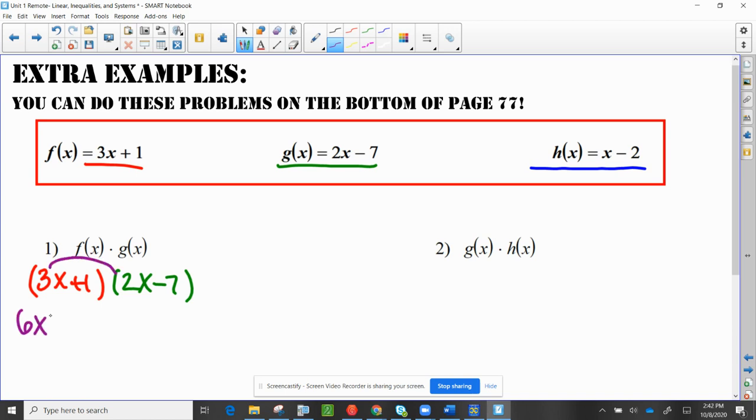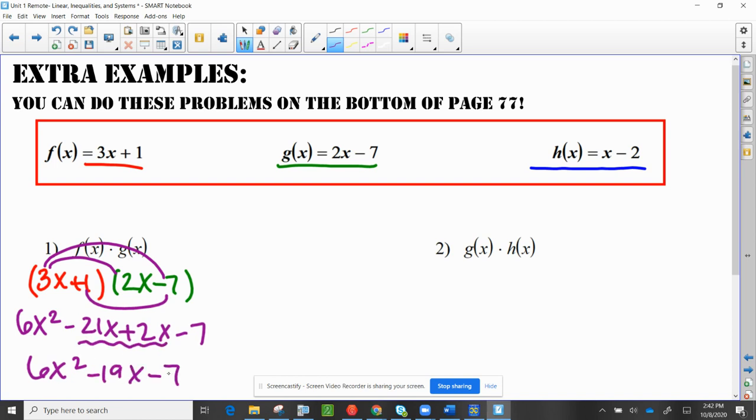Okay, so the answer here: 3x times 2x is going to give me 6x squared. 3x times negative 7 is negative 21x. In the middle, we have plus a 2x. And then my last terms, we're just going to have minus 7. So cleaning up the like terms here in the middle, that gives me 6x squared minus 19x minus 7. So there is our product, our answer to the multiplication problem.